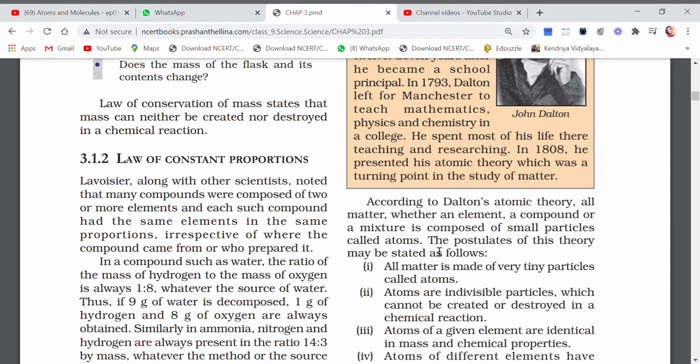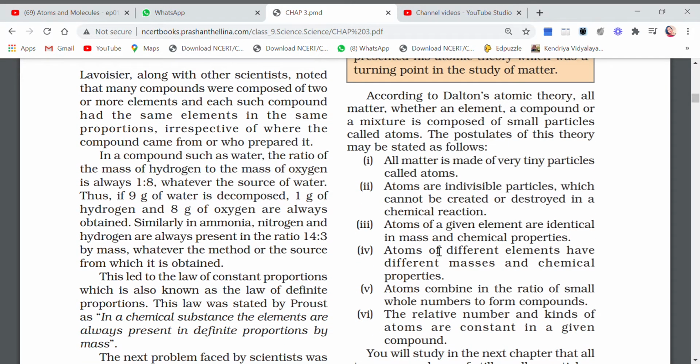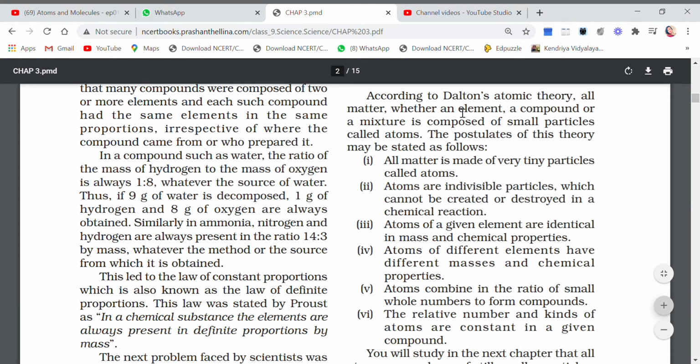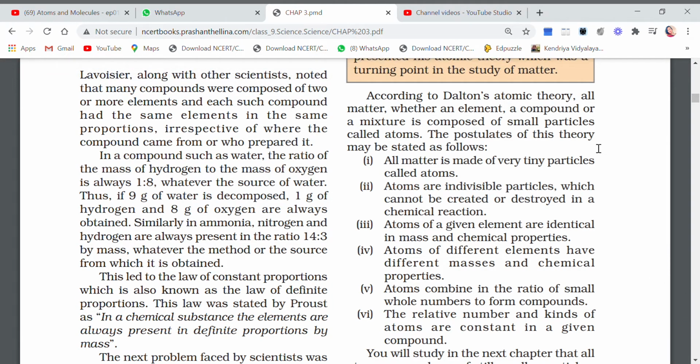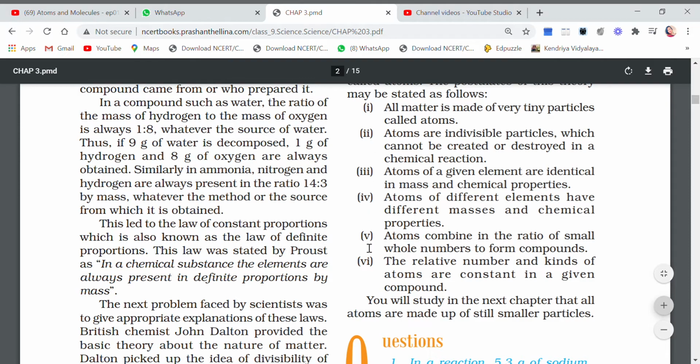This is very, very important. So now our question number 5 here is who gave the atomic theory? Answer is John Dalton. Then question number 6. What are the postulates of Dalton's atomic theory? Question number 6. What are the postulates of Dalton's atomic theory? So children, this is the answer, all 6 points. Now what are these points?